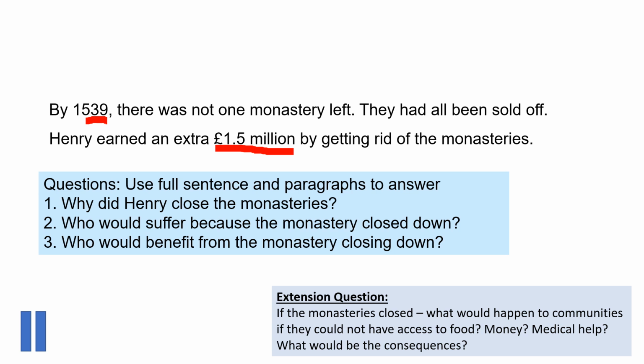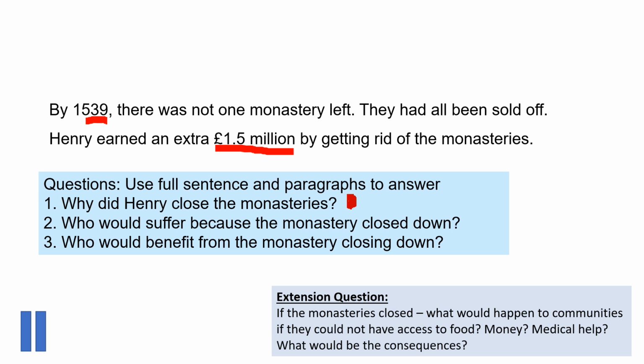So I'd like to have a go at answering these questions, and try and use some full sentences and a paragraph to answer them if you can. But first of all, what were all the reasons why Henry closed the monasteries? So think back on what we've gone through and discussed. Think about what I said about the rules of the monastery as well. You can use them as examples. Go back and pause on those slides.